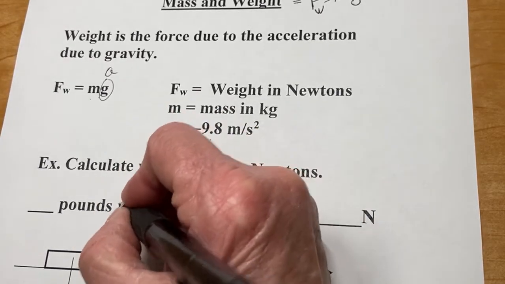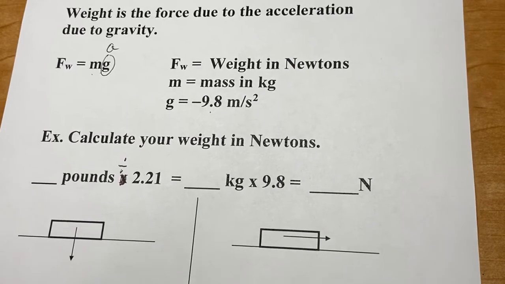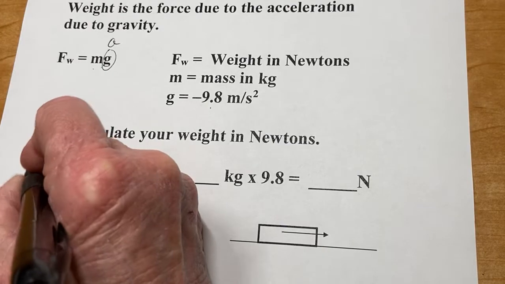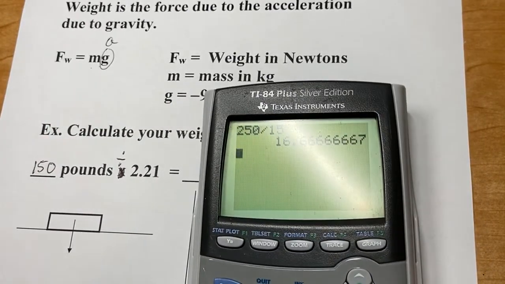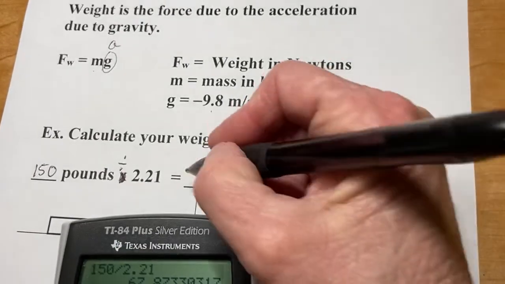So first of all, this formula is wrong. It's pounds divided by 2.2. So you should put in your own number and try it, but I'm just going to say, what if you weighed 150 pounds? How many newtons would that be? Well, let's see. I took 150 divided by 2.21. A lot of times we just use 2.2. All right, so that's 67.87.